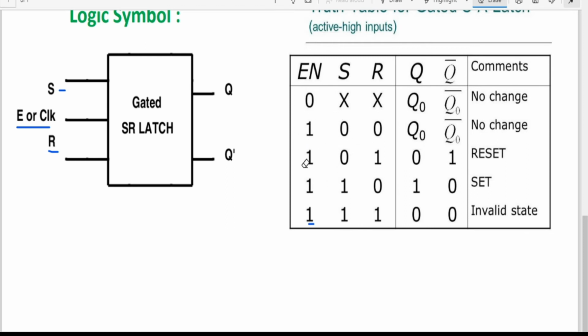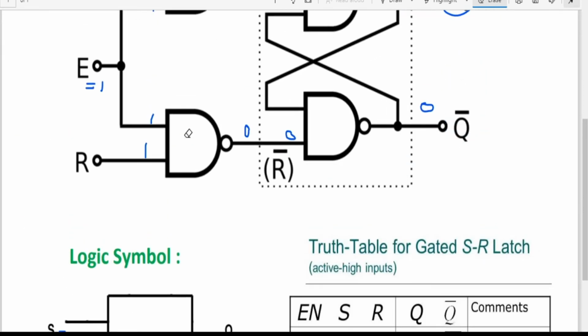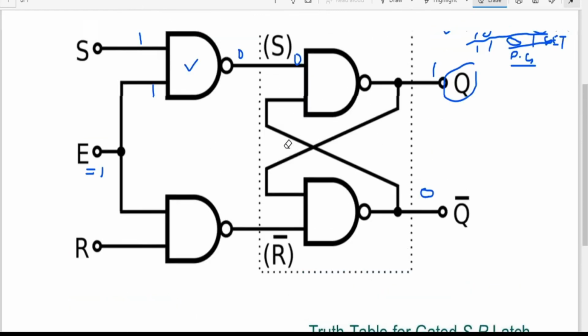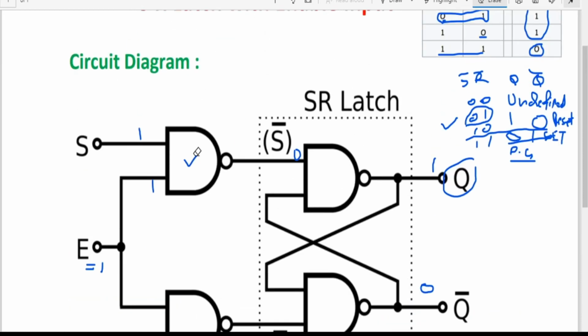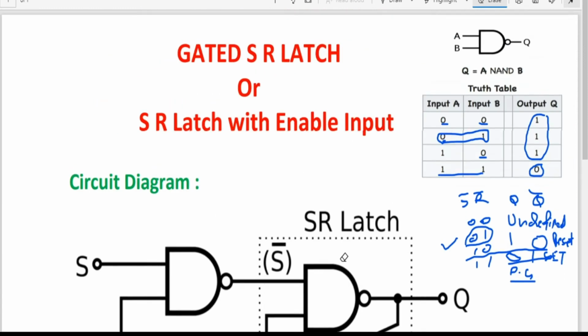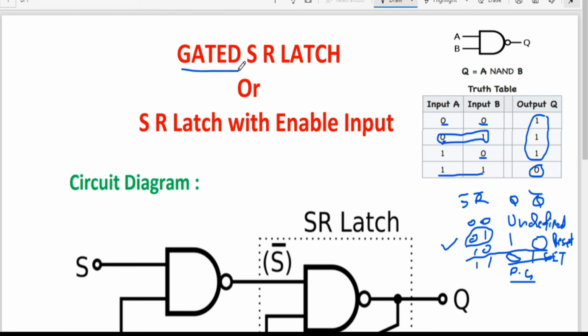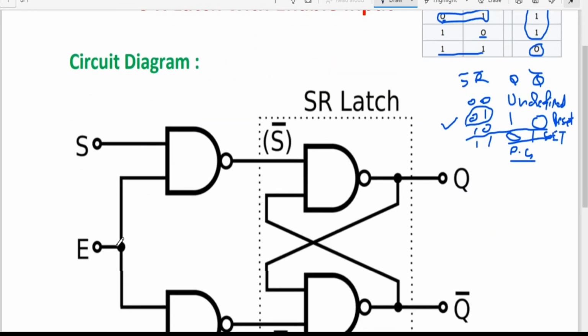Here the only difference in this particular circuit is that we have added an extra circuit to this SR latch, and that circuit we call an enable input, or a gate, or gated. Because of this, the output is synchronous with the input, and we are controlling the output.